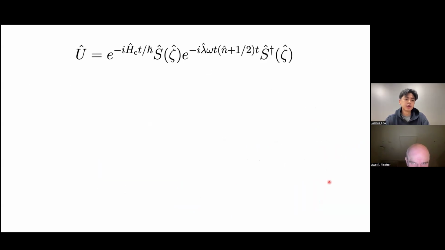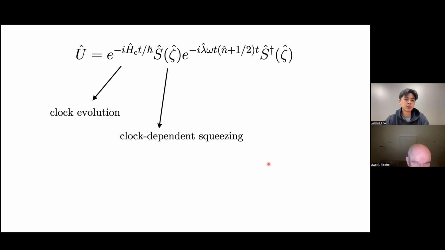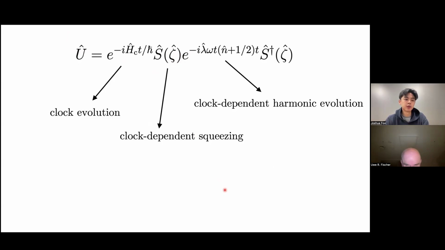So the unitary evolution generated by the Hamiltonian is given by this composition of a phase due to the free evolution, single mode squeezing of the motion dependent on the internal state of the clock, represented by this operator dependence on zeta, and some clock-dependent harmonic evolution that is also dependent on the internal state of the clock.